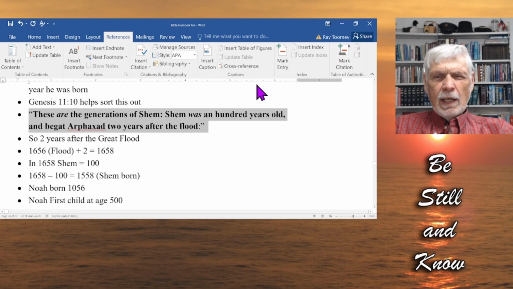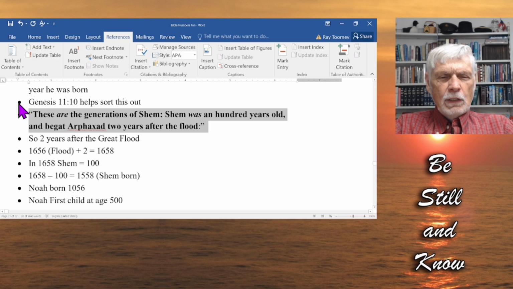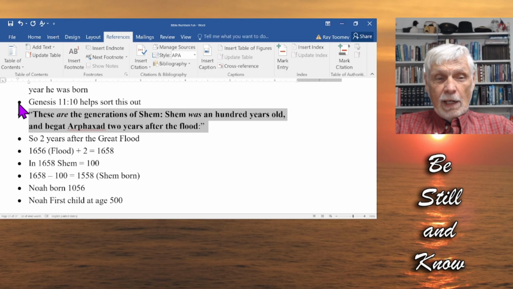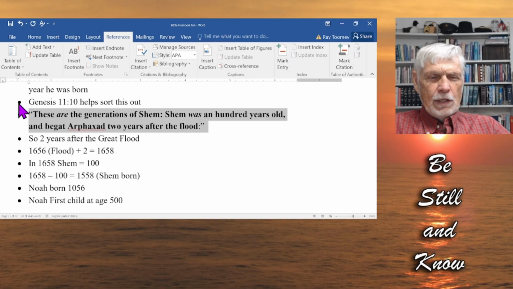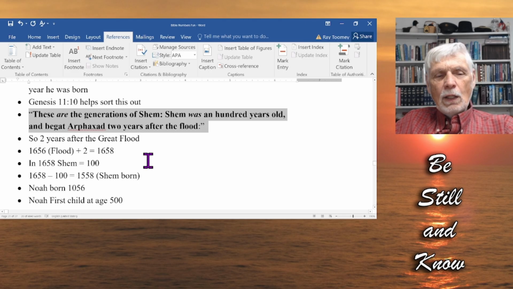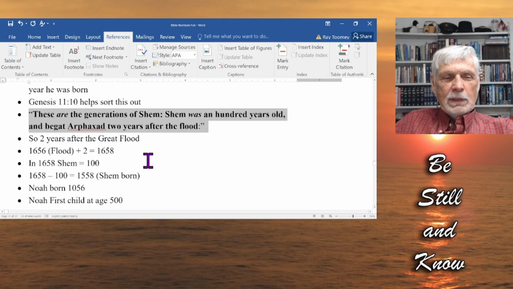And again, let's try having the machine read this for us. These are the generations of Shem. Shem was 100 years old, and begot Arphaxad 2 years after the flood. Okay, so it's 2 years after the great flood. We know the flood was 1,656 years after creation. So we add 2 to that. Now we're 1,658 years after creation. And at that time, we also see that Shem was 100 years old from this statement as well. So we can start using this to build our chronology and also calculate that he was not the firstborn.